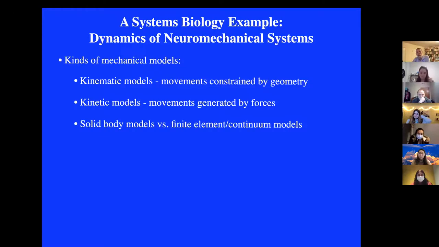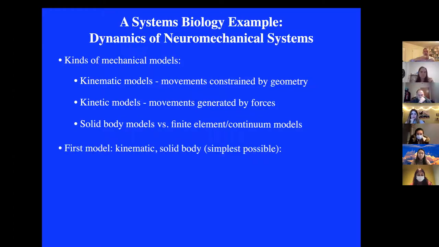The other thing that you can deal with is that the animal is soft-bodied. And for that, to model the soft body, you could use a finite element or a continuum model. But the way most models are made is you start with solid bodies, and that's much easier to deal with. There's much less computation. So we decided, after thinking about it, that our first model should be purely kinematic, and it should use solid bodies. And this is essentially the simplest possible model.